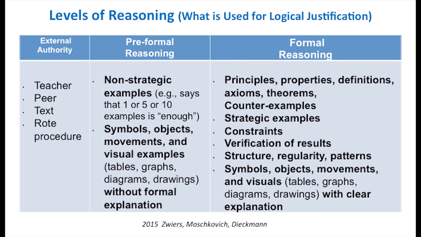This is a tool that I co-created with Judith Moskovich and Jack Diekman a couple years ago. And some teachers have been using it. It's essentially these three columns. And the first column is external authority. Basically, well, the teacher did it, so it's okay, right? So there's these levels of justification. And so what we're trying to do is move kids over into pre-formal reasoning and finally into the formal reasoning column, right?